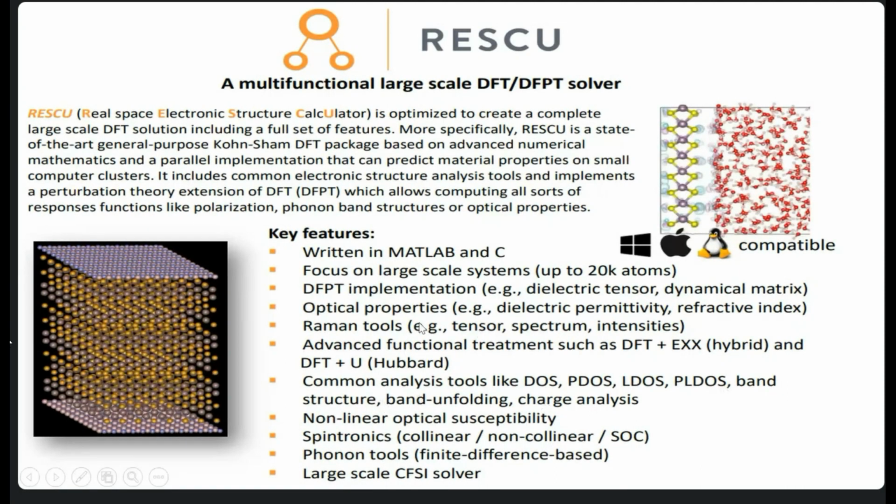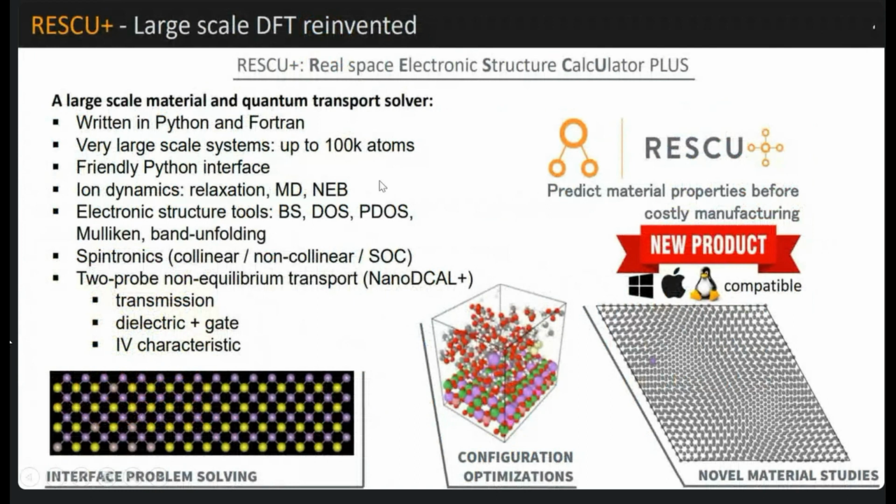Once you have simulated the structure, you can also analyze tools like density of state, projected density of state, local density of state, phonon local density of state, band structure, band unfolding, charge analysis, non-linear optical susceptibility, and you can also study spintronics applications. For example, you can study collinear spin, non-collinear spin, spin orbit coupling, phonon tools, and for large scale, Chebyshev filtering. So this is all about RESCU.